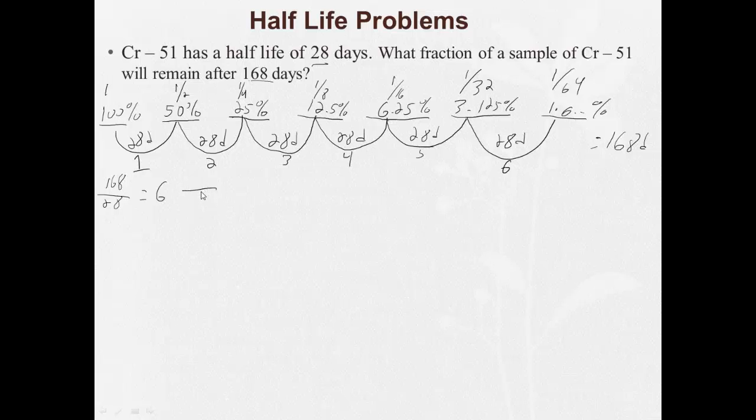So here's where we start. 1, 2, 3, 4, 5, 6 half-lives. That means if we started here, we have half, quarter, eighth, 16th, 32nd, 1/64th of the original sample.